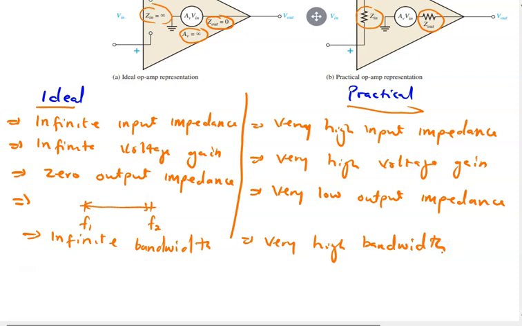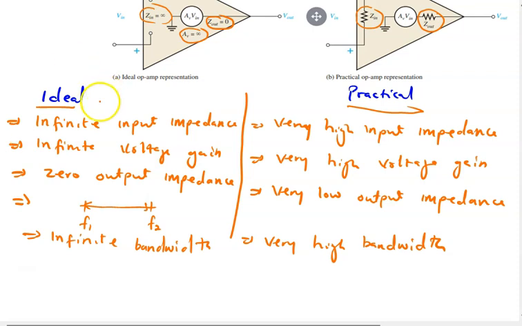So with this, it's very easy to learn, right? All the infinites become very high for the practicals, and all the zeros become very low. So it's very clear and it's easy to learn, right?